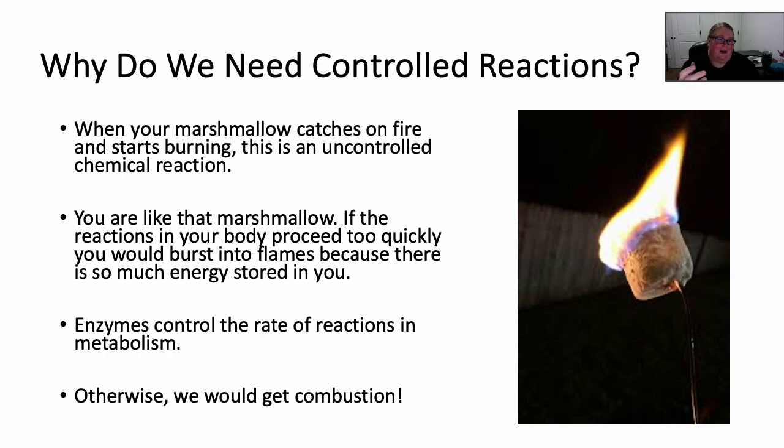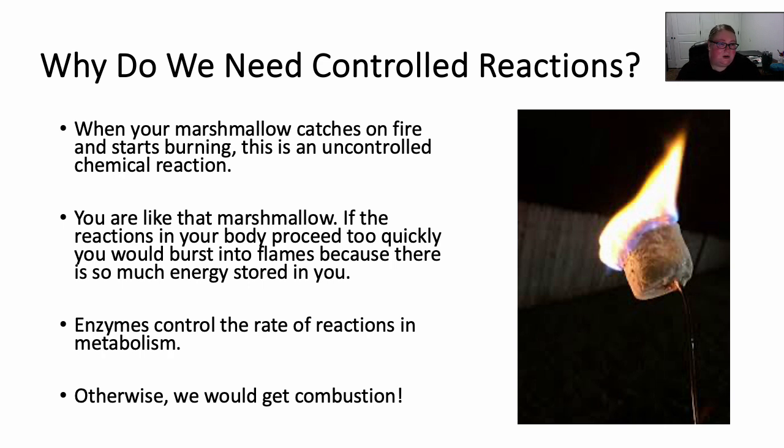This is actually an uncontrolled chemical reaction. Combustion's uncontrolled. So this is one of the things that in your bodies enzymes are trying to regulate. Okay, because you are a lot like this marshmallow. You have a lot of these nutrients. You have a lot of sugar. So the reactions in your body, if they proceed too quickly, you're actually going to build up a lot of energy. That energy is going to have to go somewhere. It's going to ignite, it's going to combust. So you will literally light on fire or burst into flames because of all that energy stored in you that you now need to use in this chemical reaction.